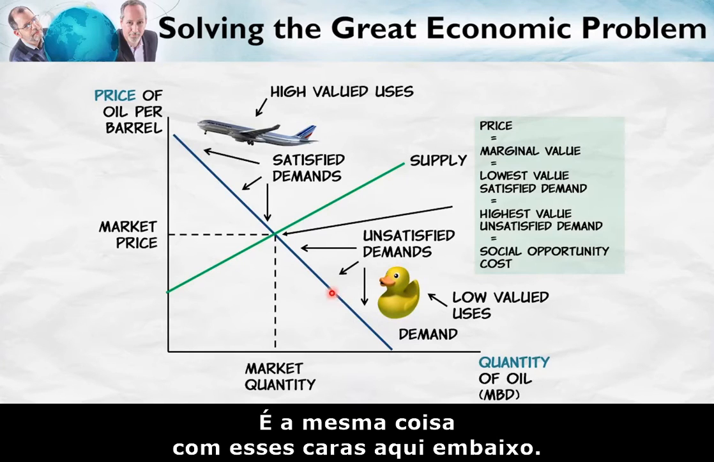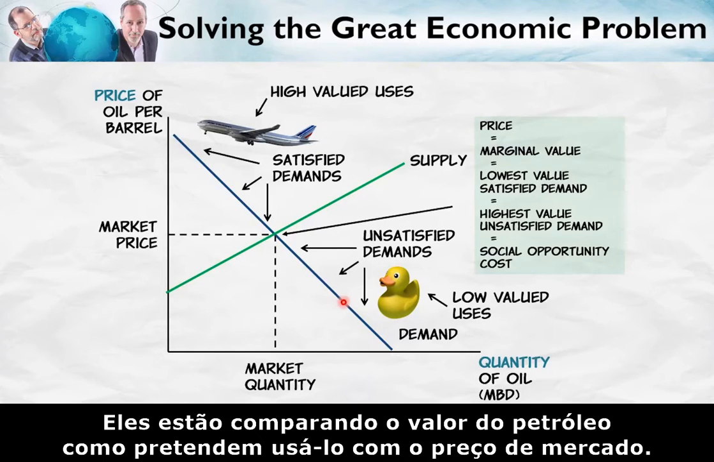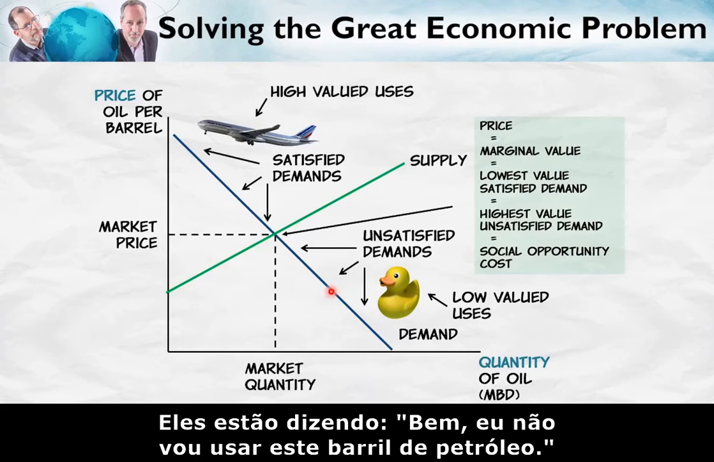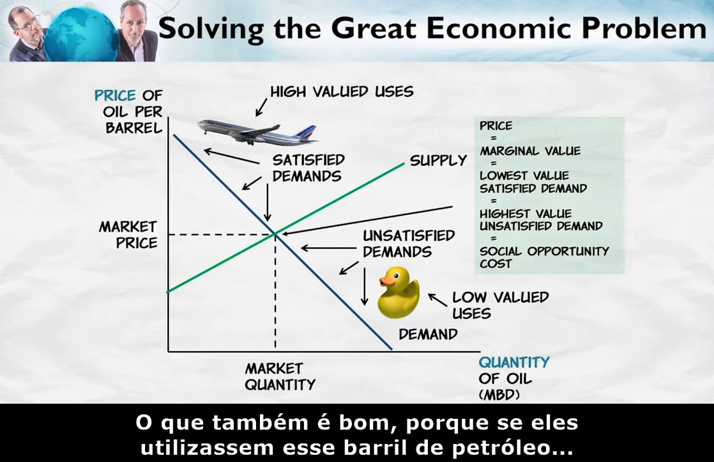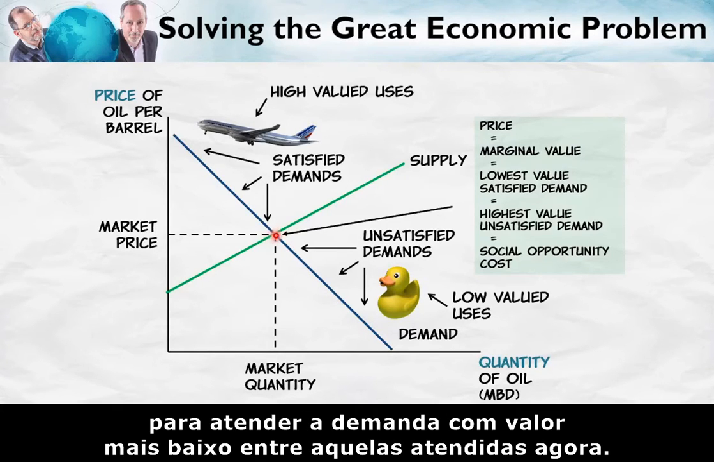It's the same thing with the guys down here. They have a low valued use. They're comparing the value of oil in their use to the market price. They're saying, well, I'm not going to use this barrel of oil. And that too is good, because if they were to use that barrel of oil, then it would no longer be available to satisfy the lowest value, currently satisfied demand.